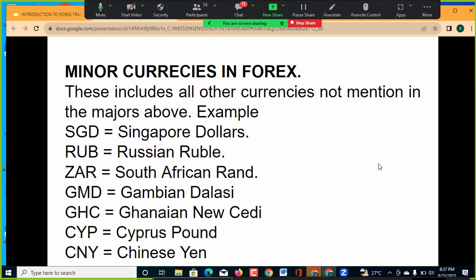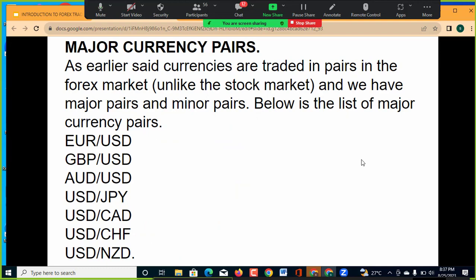So any other currency that is not mentioned in the majors in the previous slide is called minor currency. For example, we have the Singapore dollar, the Russian ruble, South African rand, Gambian dirham, Ghanaian new cedi, Cyprus pound, Chinese yuan. All of these are grouped into minor currencies. Very important, take note. Major currency pairs. Like I said, there's a difference between major currency and major currency pairs. So, major currency pairs.